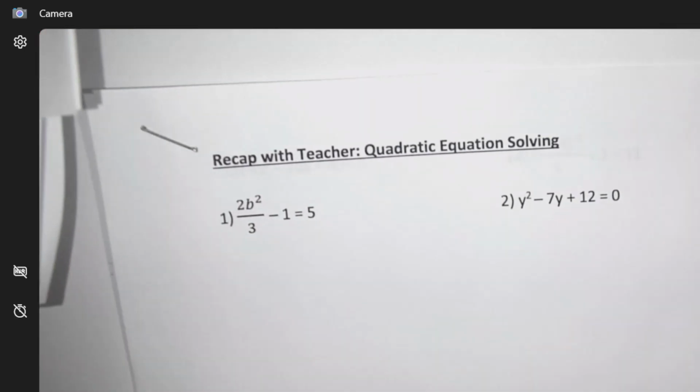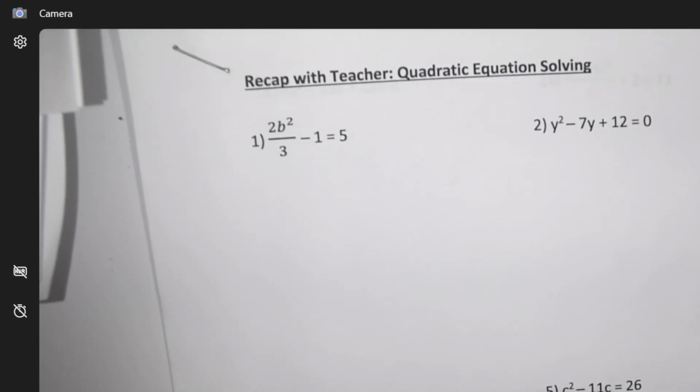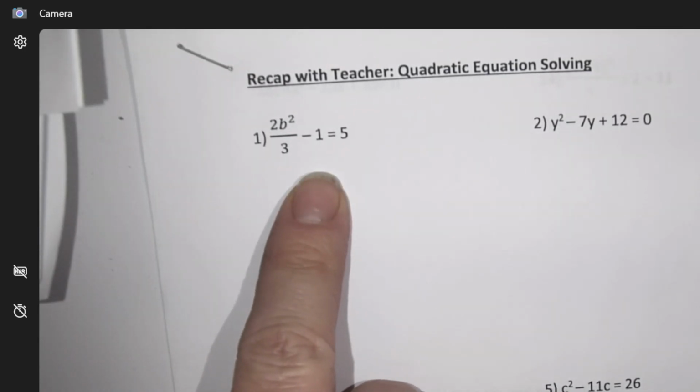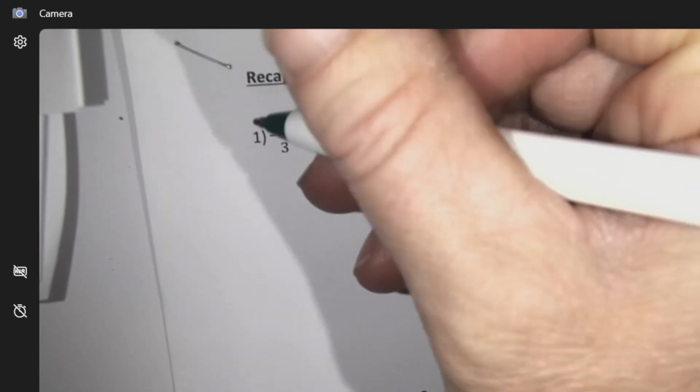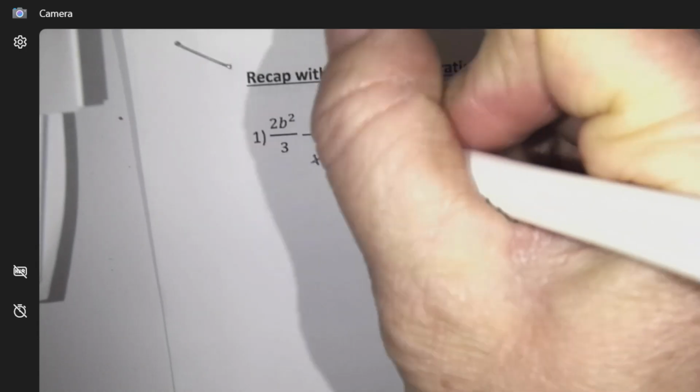Okay, so always that first little question in your head: is there one or two variables? I only see one variable, so I'm going to try to get it alone. So let's move some stuff. So, algebra isolation. I'm going to add the 1 away.